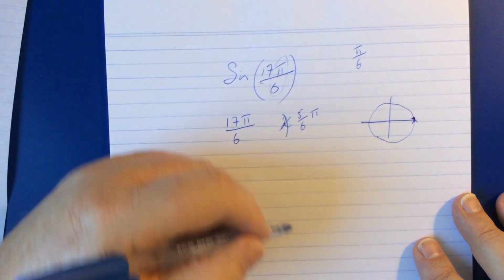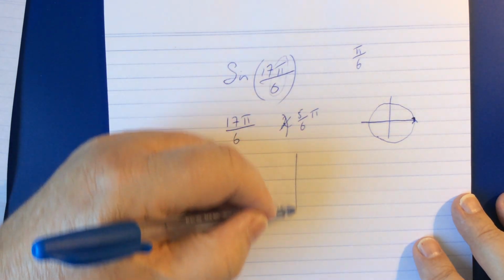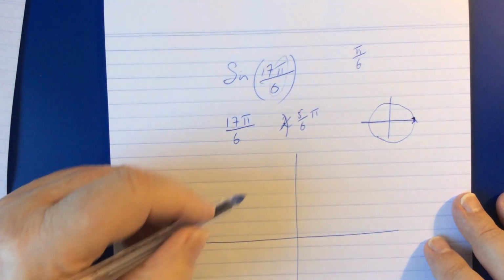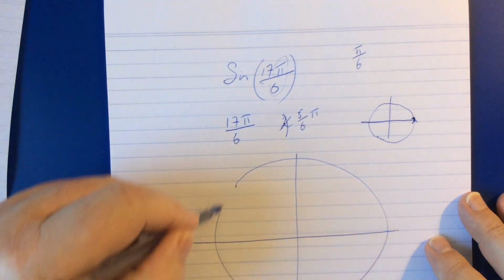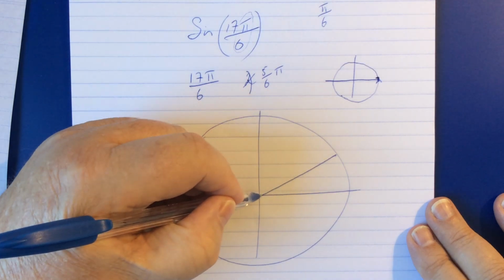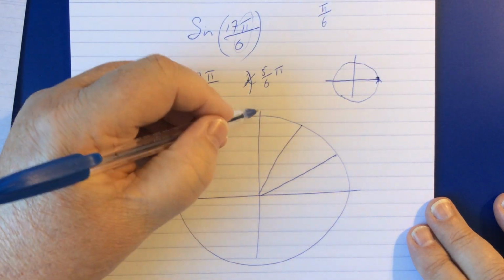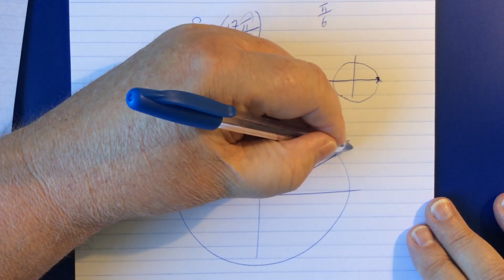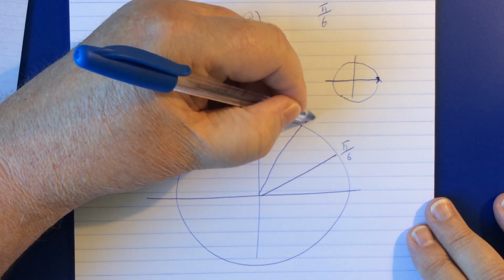Now, I'll just do this in a slightly larger drawing here, and again, my poor impression of a unit circle. Pi on 6 is here. 2 pi on 6 is there. 3 pi on 6 is there. I'm going to count this off for you. So 2 pi on 6.